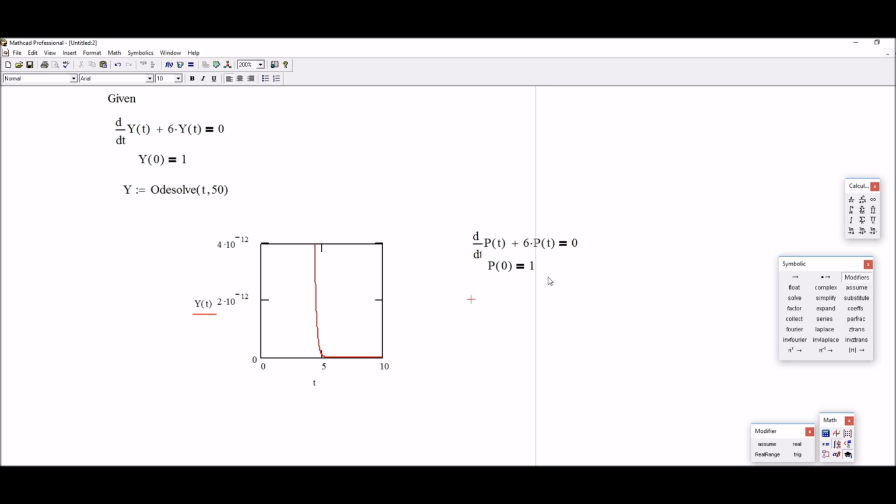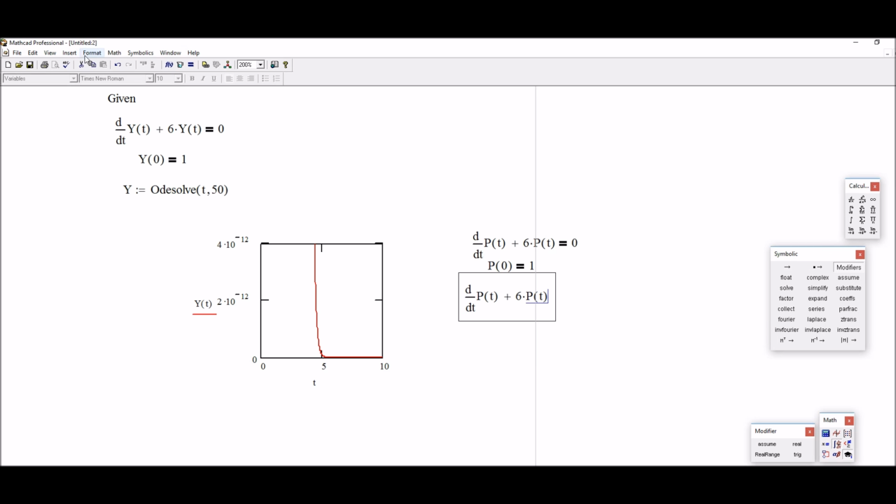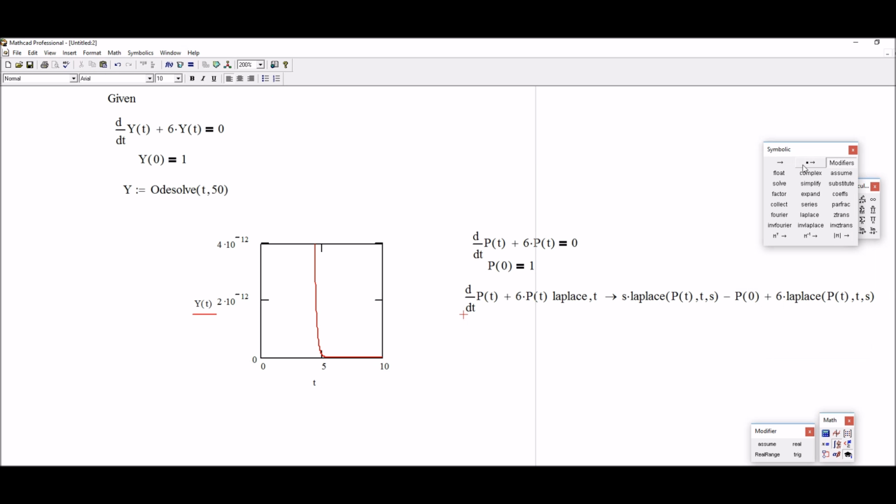I'm trying to do the same one, but I will try to find the analytical solution. So what I will do is convert this one into a Laplace transformation. So this is the equation here. I'm writing it again, but just the left hand side, basically dp dt plus 6 times p(t), and then I will use Laplace. I will use the symbolic toolbar here, and I can find Laplace here, and for t. So that's the Laplace transformation for this.